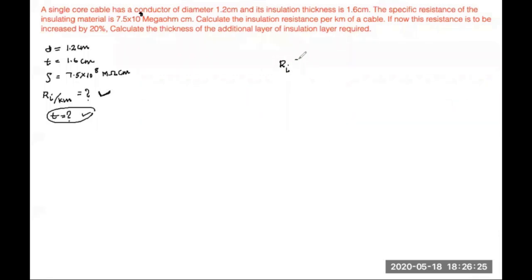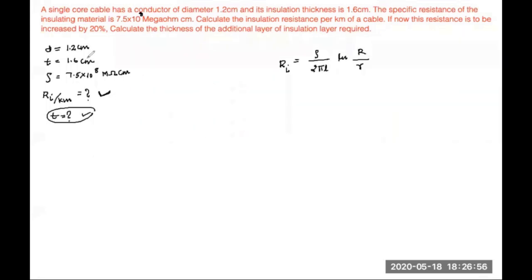rho divided by 2 pi L, ln R by r. Either you express it in terms of radius or in terms of diameter, it's left to you. Let me write down the formula, then I will think about which is known and which is unknown. Rho is given.